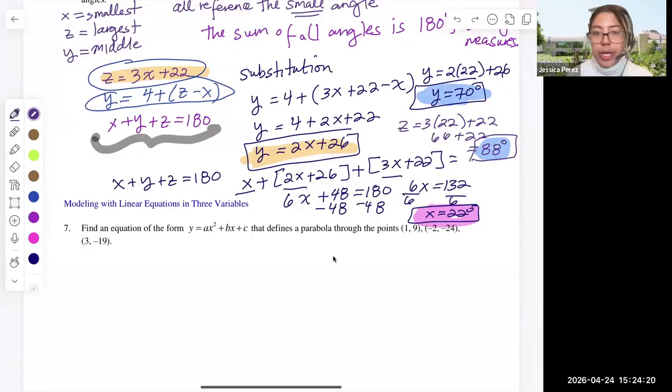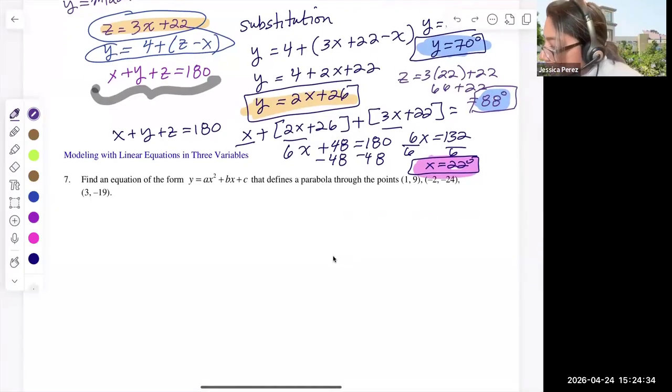All righty. The next question of this section is question 7. We wish to find an equation of the form y equals ax squared plus bx plus c that defines a parabola going through the points 1, 9, -2, -24, and 3, -19. So that means we have 3 equations to work with. So we have y is equal to ax squared plus bx plus c.